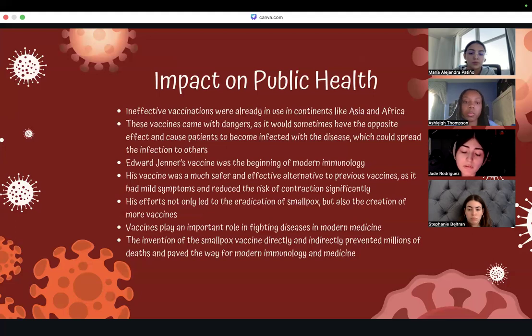So, Edward Jenner's efforts and his invention of the smallpox vaccine directly and indirectly prevented millions of deaths and paved the way for modern immunology and medicine.